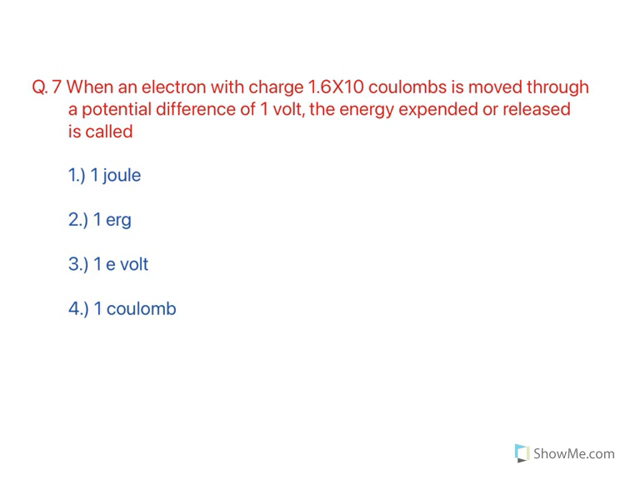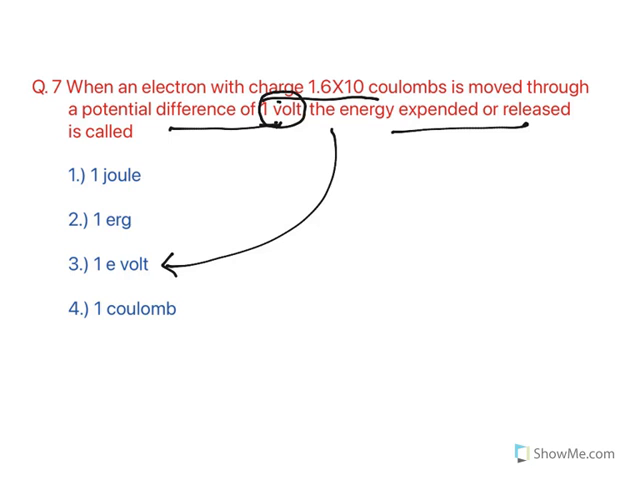Moving to the next one. See, when an electron with a charge of 1.6, this much, is moved through a potential difference of 1 volt, the energy expended or released is called. So this is a classical definition of electron volt. So the definition itself says that the electron is moving through a 1 volt potential difference, and that is what is called 1 electron volt.